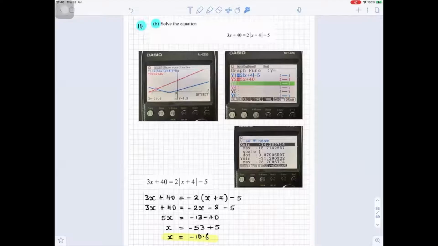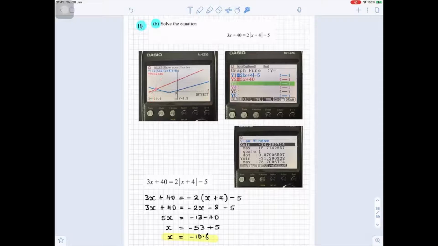11b says solve the equation. We've got the left-hand side and we've got the right-hand side. So we can plot the left-hand side in the red, and we can plot the right-hand side in the blue. And you can see where they meet. They meet at x equals -10.6. That's your answer. Now we have to show it algebraically, but that's the answer where they meet.